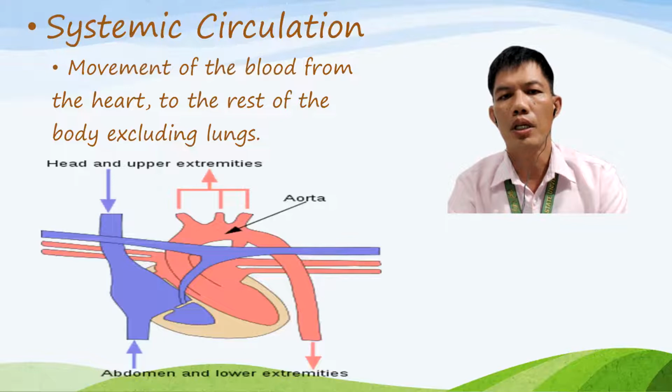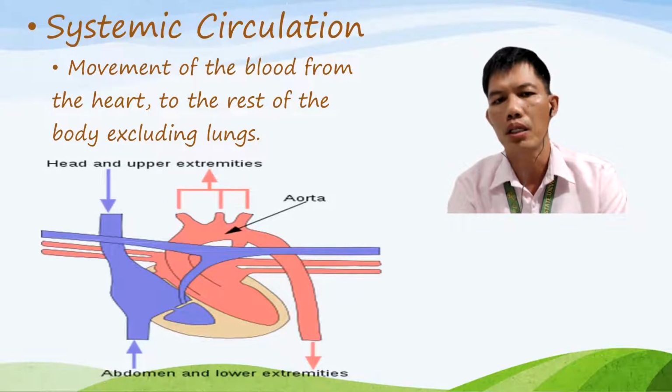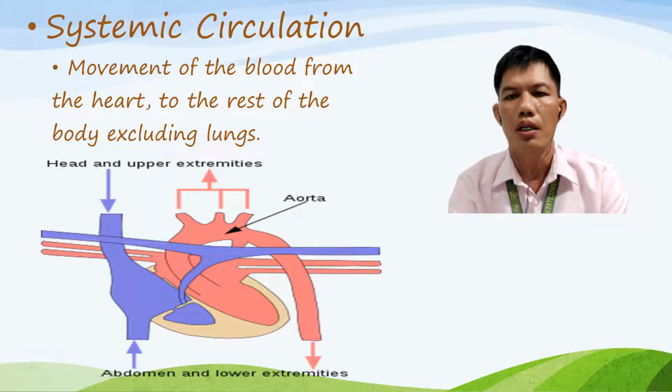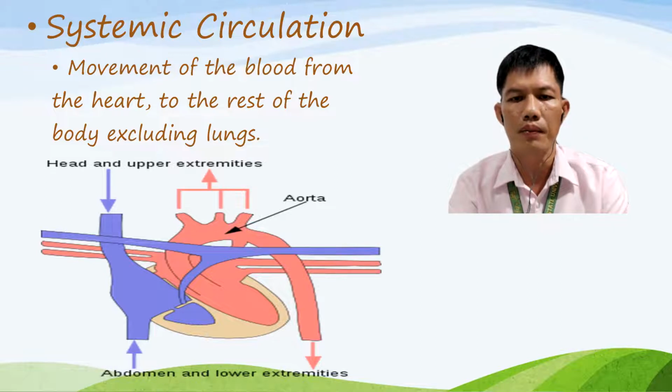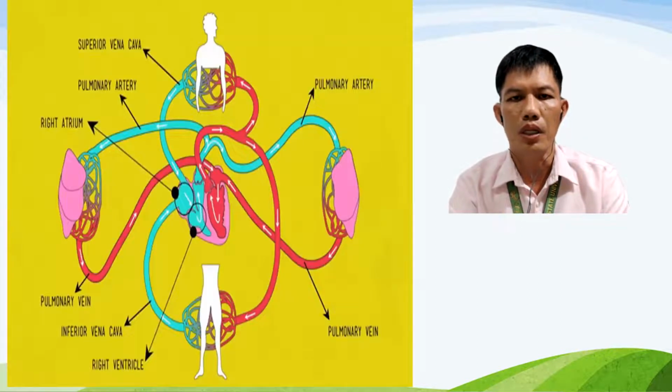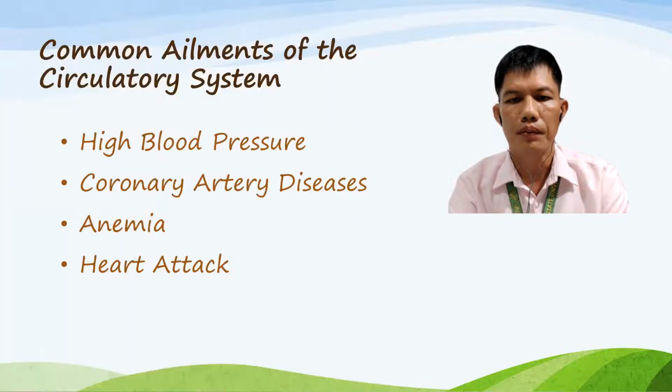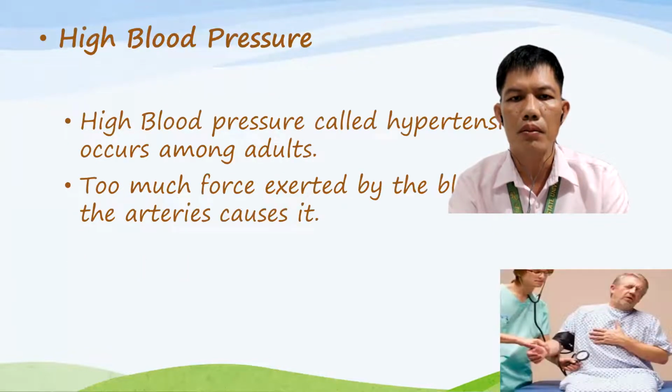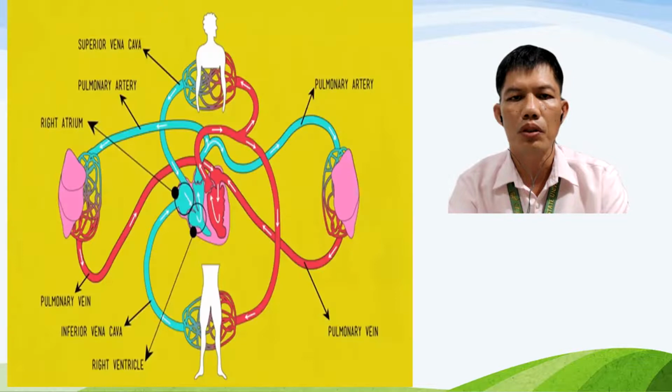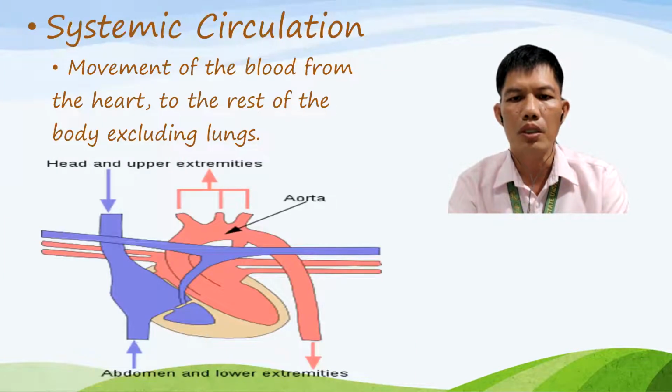And the systemic circulation is the movement of the blood from the heart to the rest of the body. It excludes the lungs, because the pulmonary circulation means the lungs, but the systemic means from the heart to the rest of the body. I hope you understand. So here it is, the systemic circulation. Now, before we go to the common elements of the circulatory system, let me show you the systemic circulation.